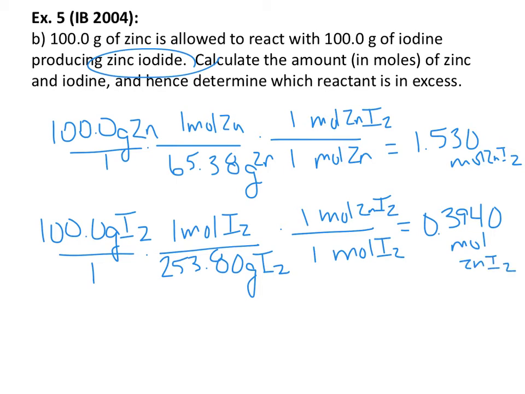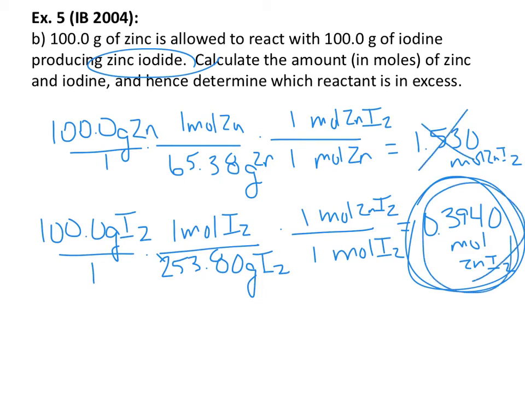So those are my two options. Basically, based on each one acting independently, I could produce either 1.5 moles or 0.39 moles. It's always the lower one. Once I have produced 0.39 moles, I am out of I2. How can I make ZnI2 if I have no more iodine? I can't. So I will never be able to make 1.5. I will only be able to make 0.3940. So that is the amount of zinc iodide in moles.